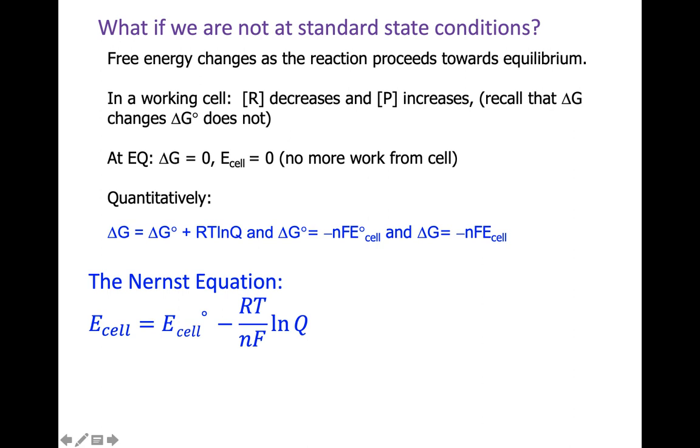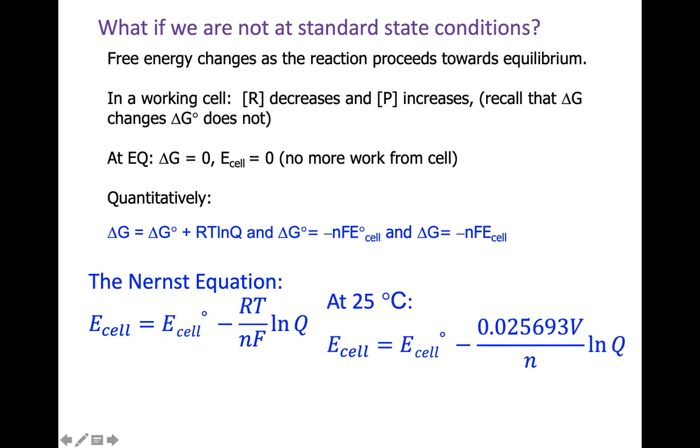So there's a lot of constants here. At room temperature, we can simplify this equation just a little bit. At 25 degrees Celsius or 298 Kelvin, R is a constant, F is a constant. The only thing that's changing here is the number of electrons in our system that are being transferred, the number of moles of electrons being transferred. And if we look carefully at this equation, it looks a little bit like a line.